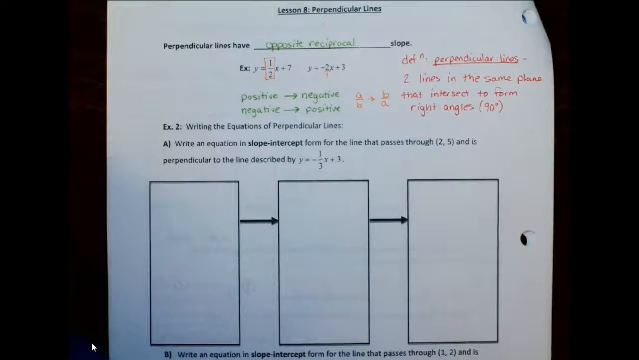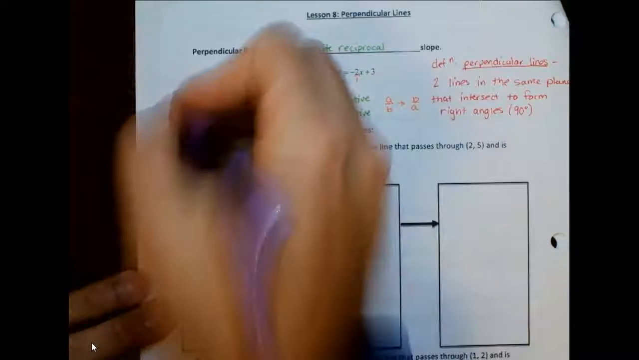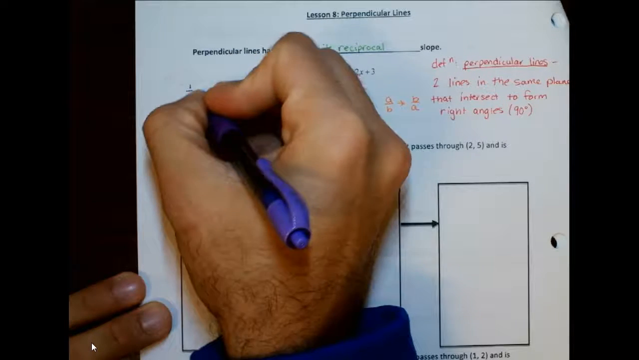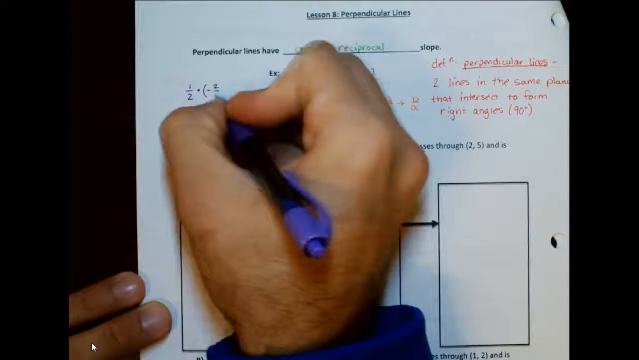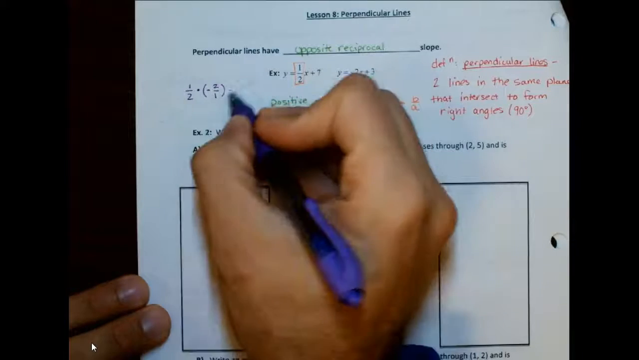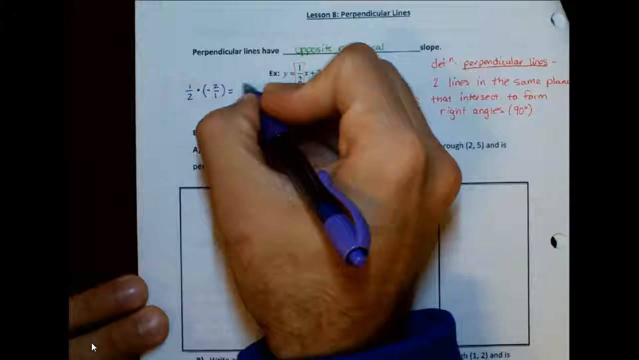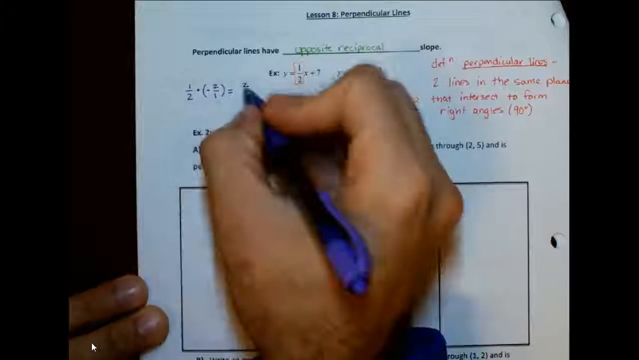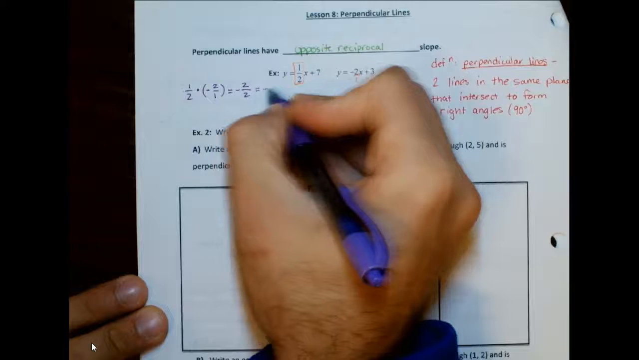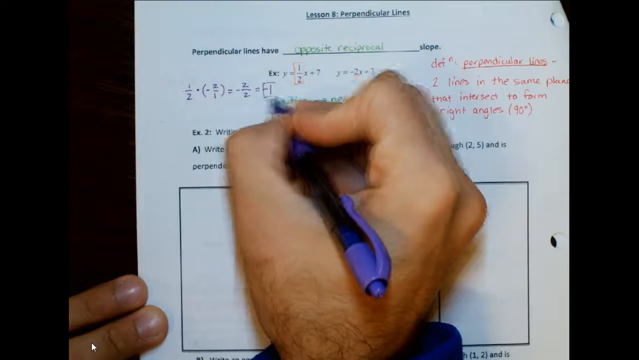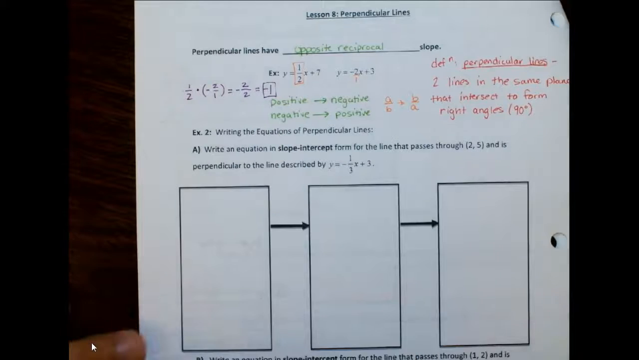Now the important thing to remember about perpendicular lines is that when you multiply their slopes together, so 1/2 multiplied with -2, which is -2 over 1, multiply fractions straight across. 1 times 2 is 2. 2 times 1 is 2. A positive times a negative is a negative. Perpendicular lines' slopes, when you multiply them together, will equal -1.